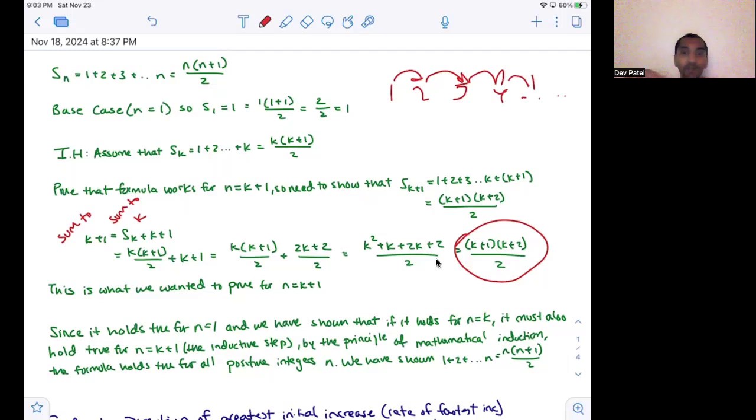That's the inductive step that we've shown. And so through this principle of mathematical induction, we have shown that the summation of the first n integers equals n times n plus 1 over 2. So that's induction in a nutshell.